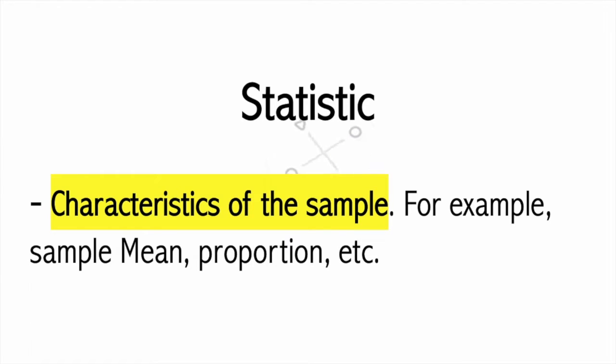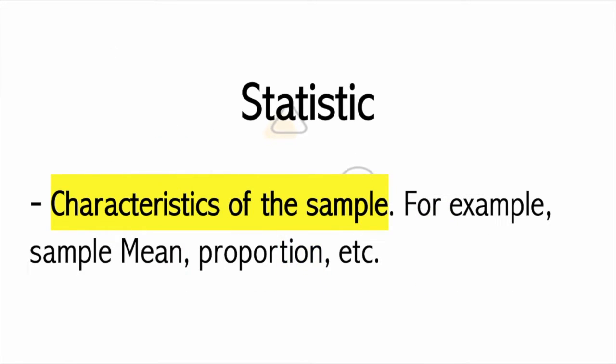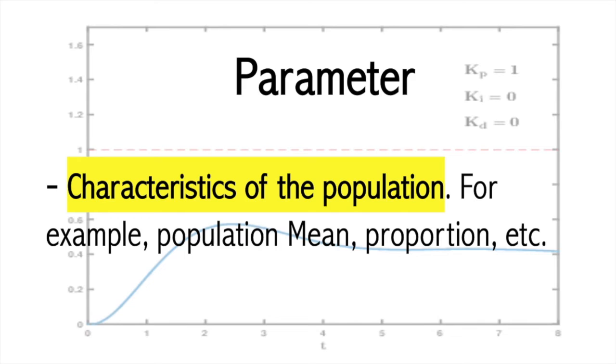Statistic. Statistic refers to the characteristics of the sample. For example, sample mean, proportion, and etc. Parameter. Parameter refers to the characteristics of the population. For example, the population mean, proportion, and etc.